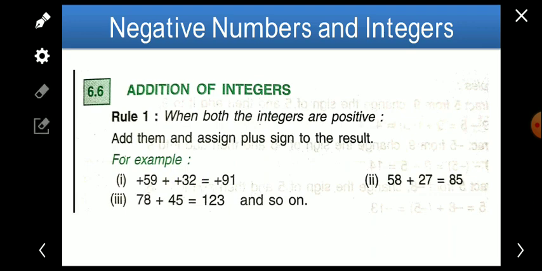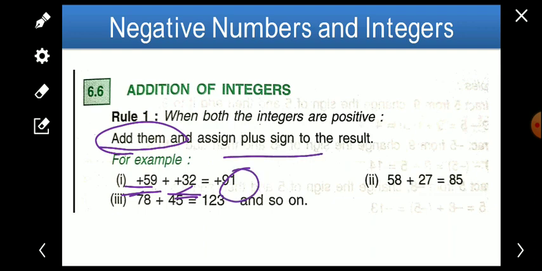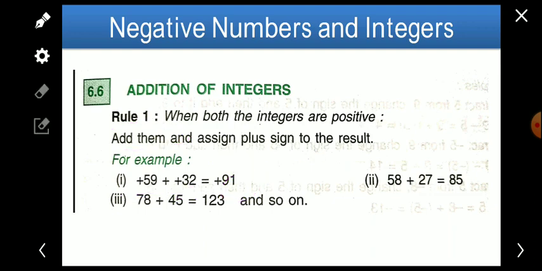So here we have to add two integers and both the integers are positive, so simply we'll add them. It means 59 and 32 make 91, and we'll assign the plus sign. If both are plus, then the result will also be plus. It will also be positive.